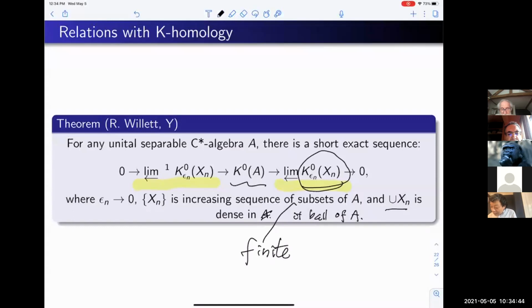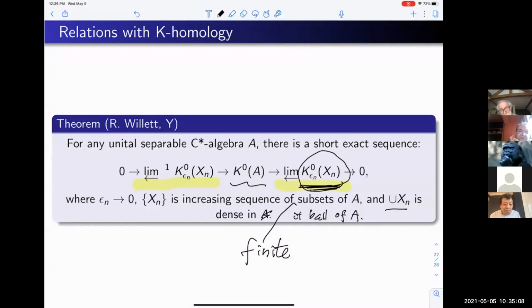Finite subsets. Then, in a nice situation, you can have those partition of unity things and decompose this into something nice. Then you use the Mayer-Vietoris sequence to compute them. So that's why we want to focus on those more quantitative K-homology.